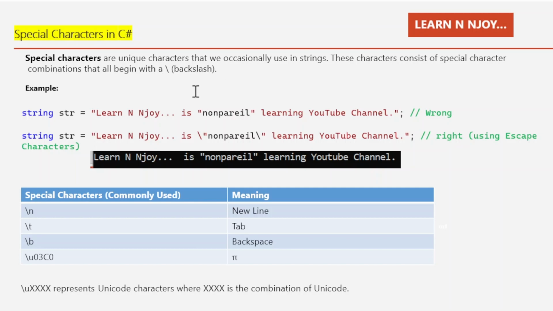What if we want to add double quotes around a particular word in a string? We can't do that without a special character. That's where special characters play an important role. Let's try to understand it with the help of the examples shown here.